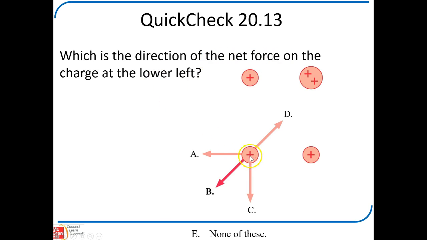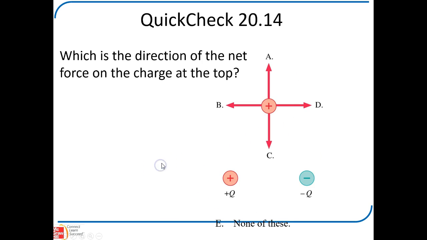20.13, what is the direction of the net force on the charge at the lower left? They want us to pick A, B, C, or D. We're looking for the net force here, and obviously it's going to be down to the left. And it is, because these forces are all pushing down. This one's pushing straight down, this one's pushing straight left. If I add those two, it would be going this direction, and this one's pushing it in that direction anyway. So that is the correct answer.